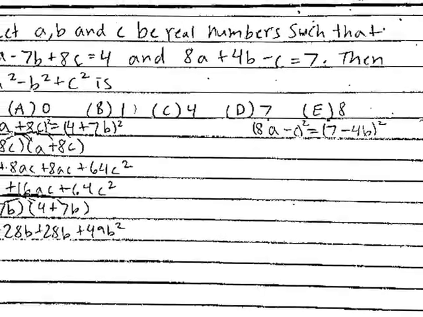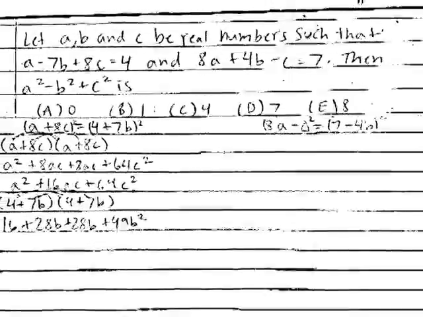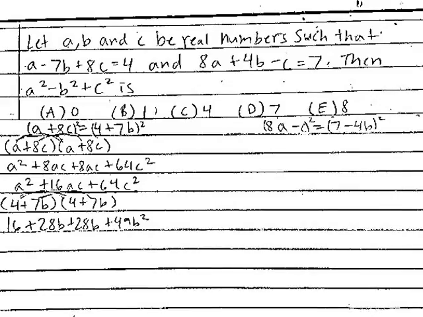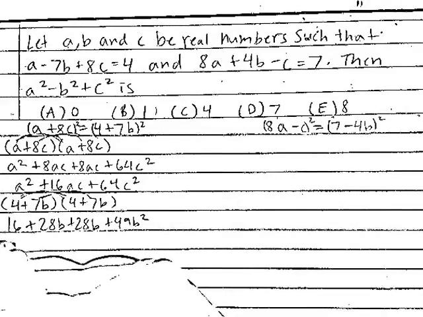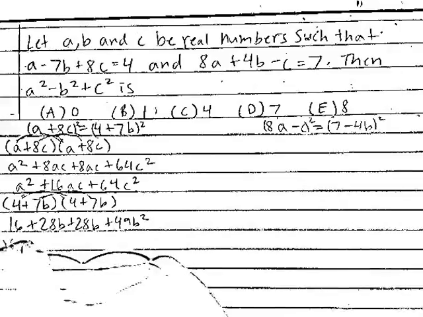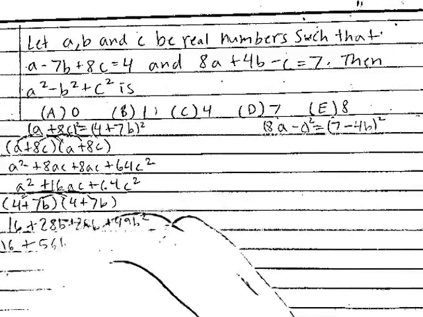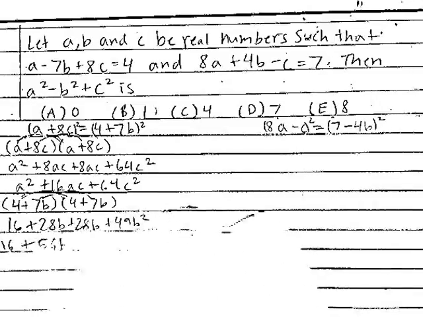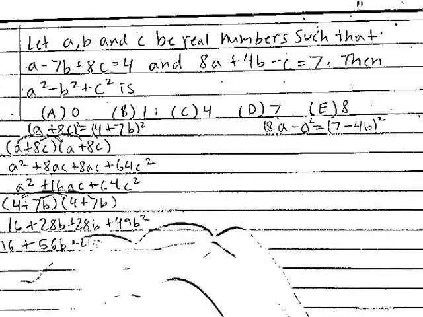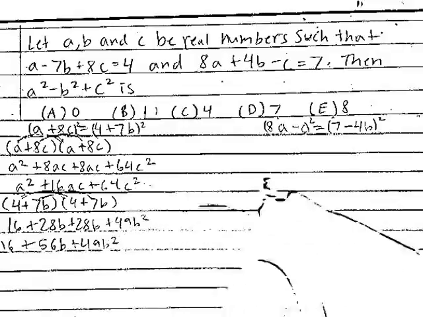Hopefully you can see. Oh, you can't see that, sorry. I'm going to turn it. Okay, hope that's better. Simplifying this, we could get 16 plus 56b, right? Yeah, 56b plus 49b squared.